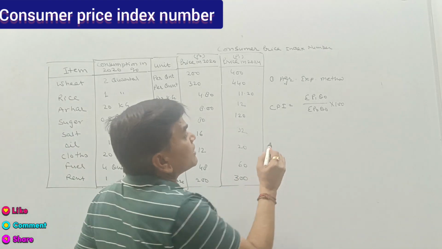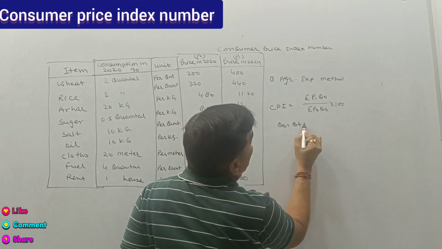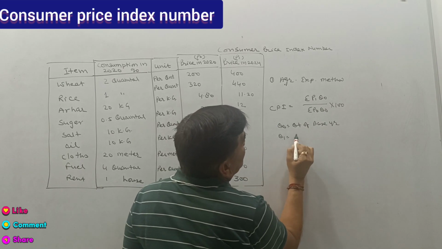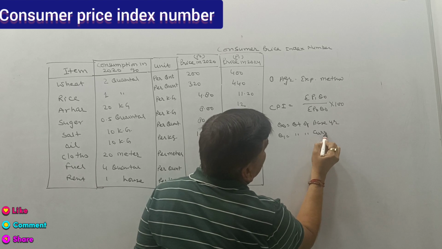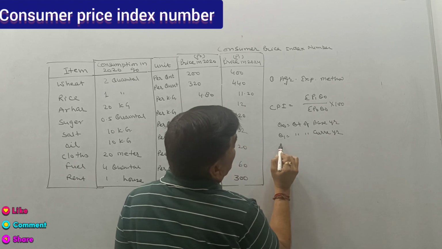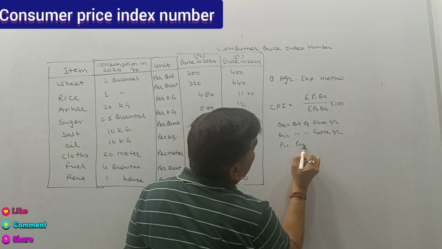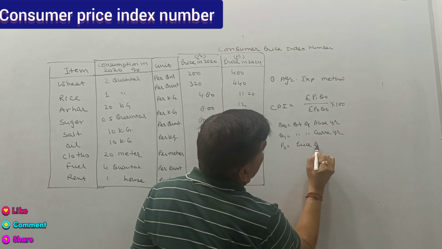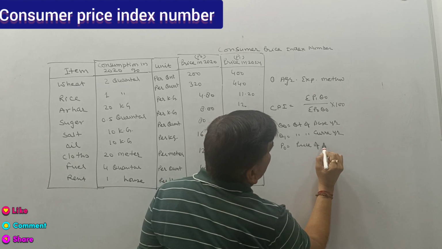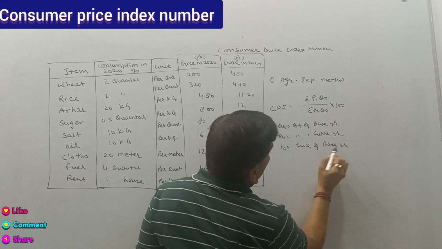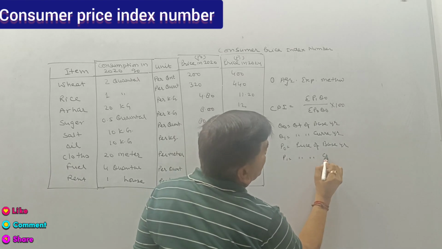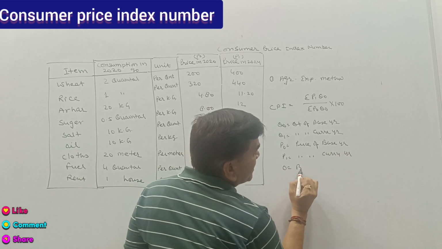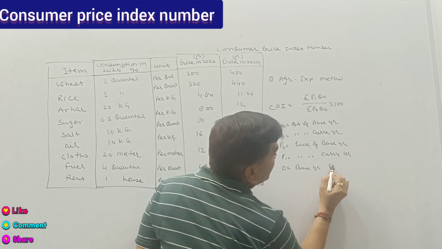Here Q0 is the quantity of the base year, Q1 is the quantity of the current year, P0 is the price of the base year, and P1 is the price of the current year. So 0 is for the base year, 1 for the current year.